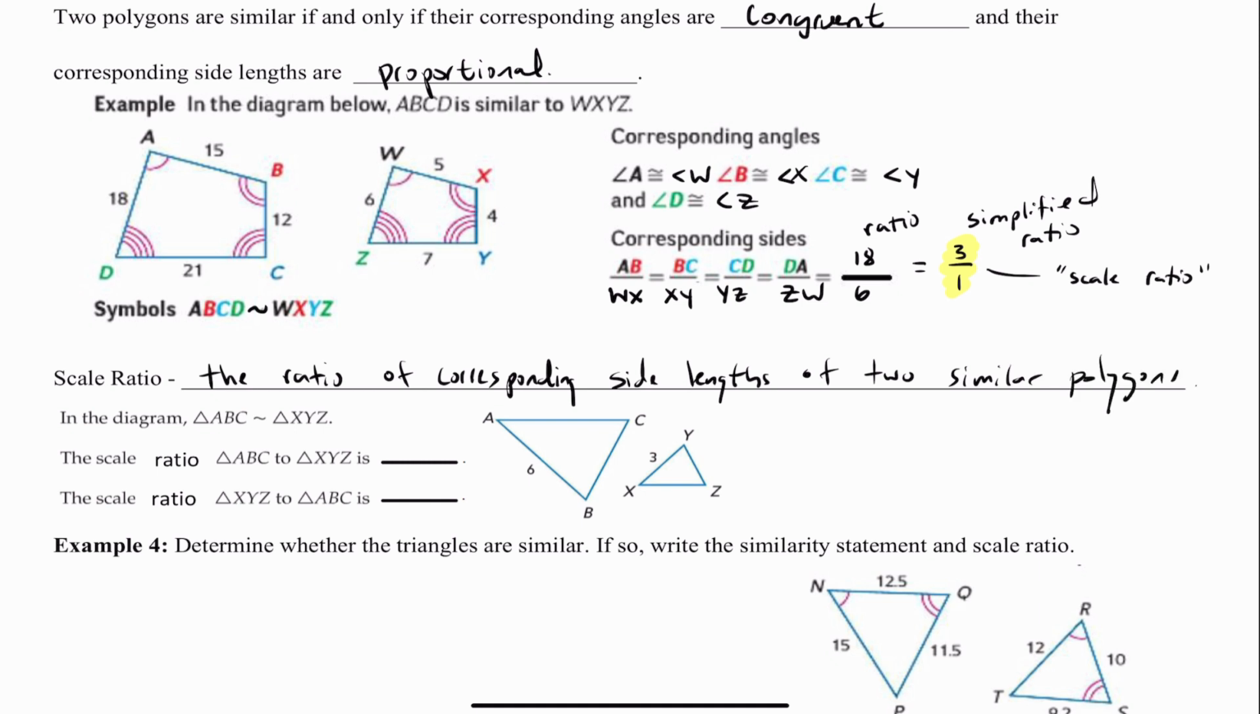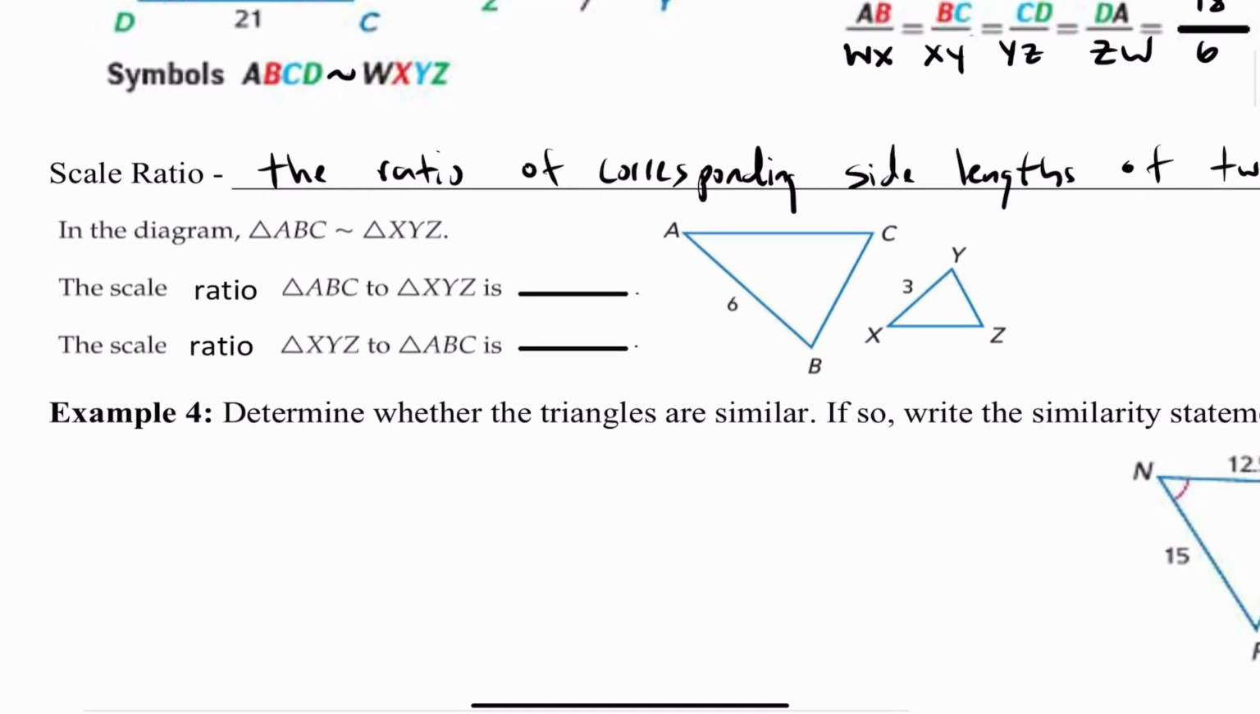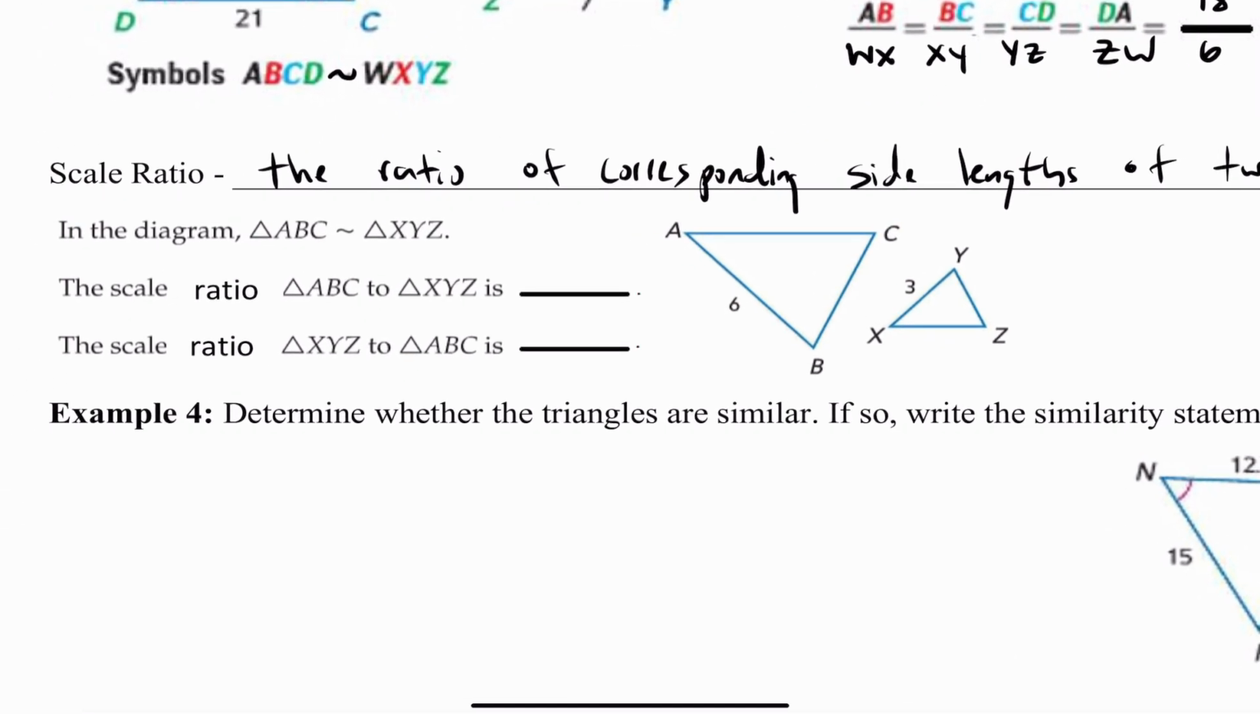So if I were to say, in the diagram, triangle ABC is similar to triangle XYZ, well, great, we can assume that these two figures are similar. Now, for me to create a scale ratio, I'm going to look at one number to another number. So find the scale ratio from triangle ABC to triangle XYZ. I know that AB is 6. It's the first two letters. They correspond with XY.